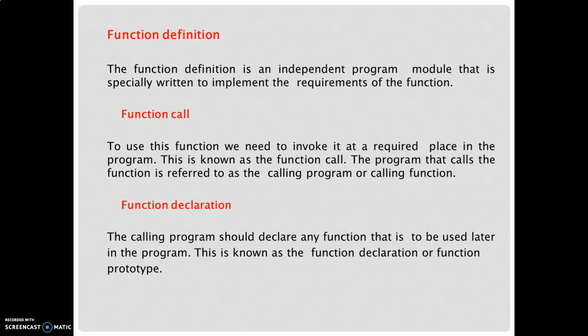Clear? The program that calls the function is referred to as the calling program. That means the main function or the calling program. And who is called? That means the called function. Right? And next one is function declaration. So before using that fight, I have to give the names of the warriors. I have to declare these are my warriors. Depending on the warriors, I will call that function. So here I have to declare any function that is to be used later in the program. This is called function declaration or function prototype. Clear? So there are three things. One is the function definition, second one is the function call, and third one is the function declaration.